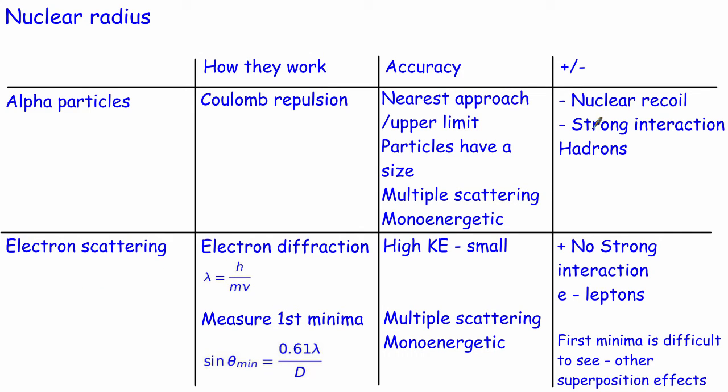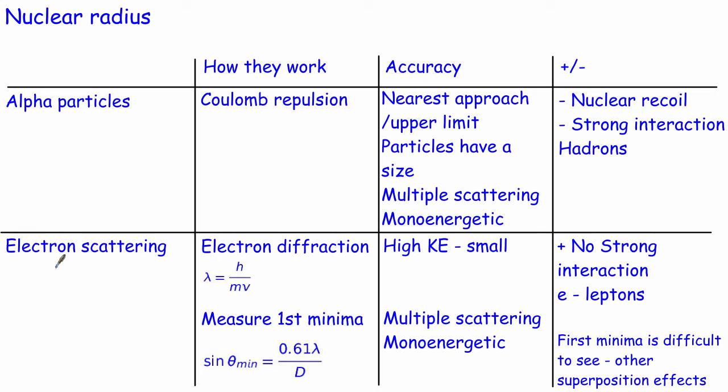Another disadvantage is the fact that both of these things are really hadrons. They're made up of protons and neutrons, which in turn are made up of quarks, and all of those interact via the strong interaction. So if our alpha particle gets too close to the atomic nucleus, this strong interaction is going to start to play real havoc with all of our results, because you'll have an attractive force going on as well, and it'll all go wrong basically. So that's a big disadvantage. So this works to give us an idea of how big nuclei are. It doesn't give us a particularly accurate result because of that.